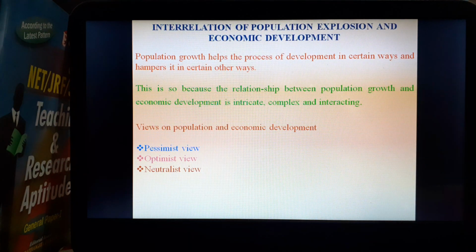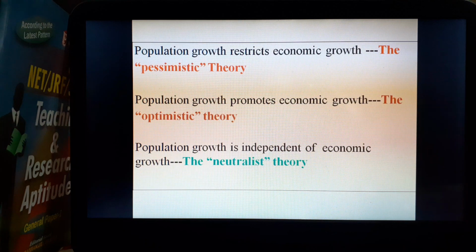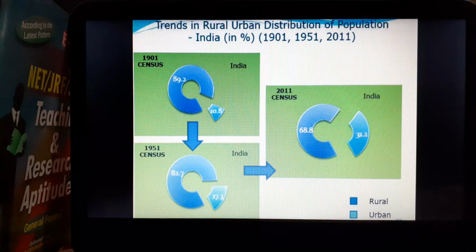Now here we are going to discuss the interrelation of population explosion and economic development. And there are 3 points of view: pessimist, optimist and neutralist. Coming one by one. Pessimist means your economic growth is restricted by population growth. The optimist view is that population growth promotes economic growth. And the third, neutralist, is that economic growth is independent of population growth.